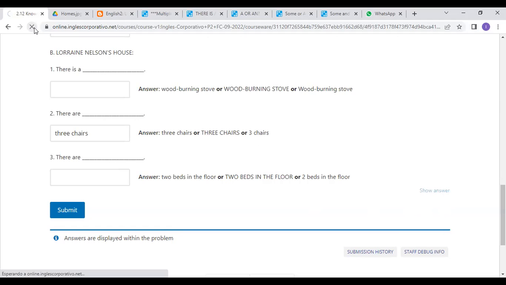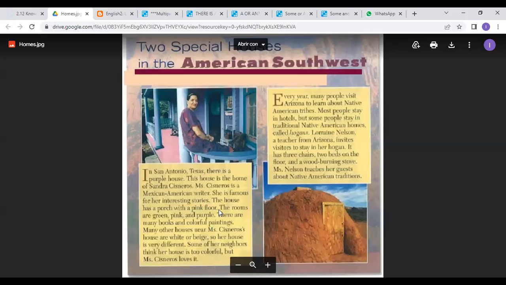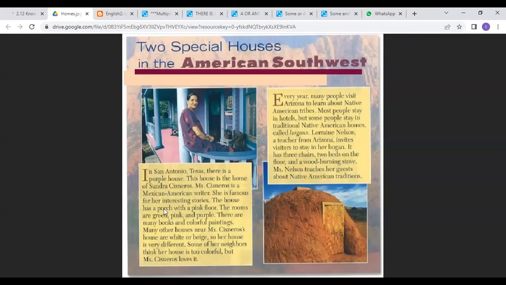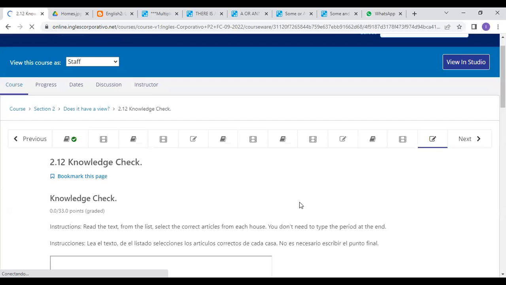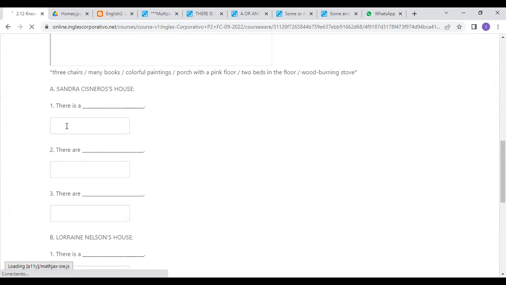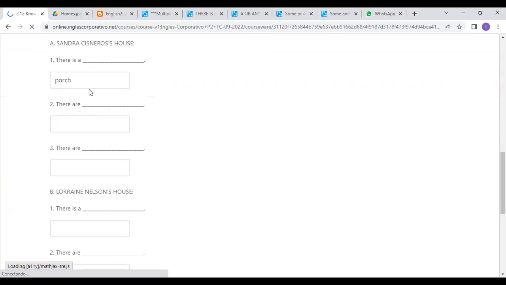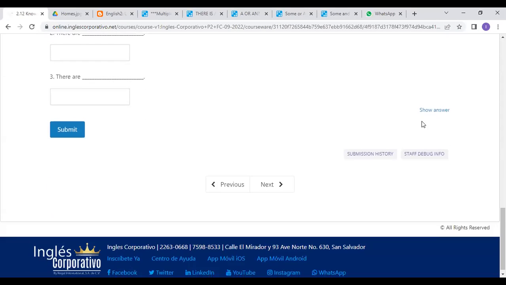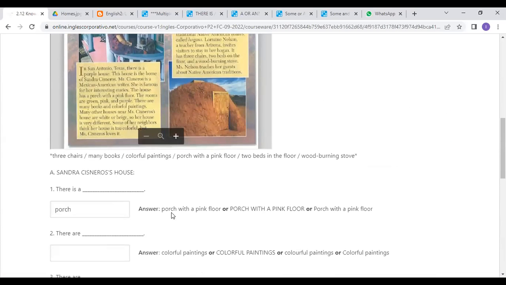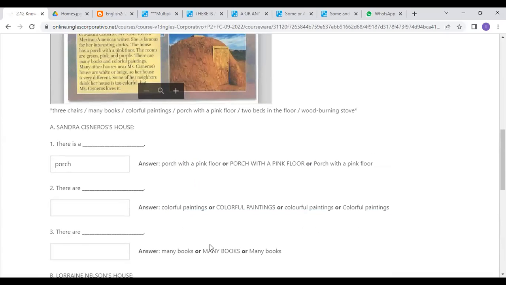Hey guys, let's see. I guess I cannot hide the answers. Let's see, I'm going to rephrase. So guys, ¿qué tenemos ahí? There is what, guys? There is a what? Porch with a pink floor. A porch, perfect. There is a porch with a pink floor. There are what? Let's see. Okay, there is a porch. Now, there are what, guys? There are many books. Many books and colorful paintings, right? Cool. What else? There are colorful paintings. They're separated, but let's see. So there is a porch with a pink floor. Okay, there are colorful paintings and there are many books.